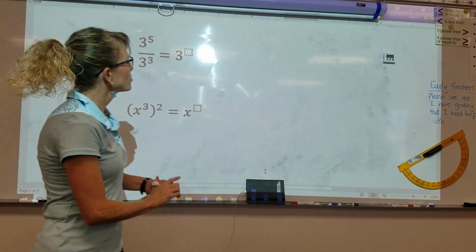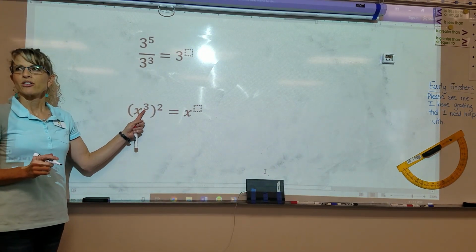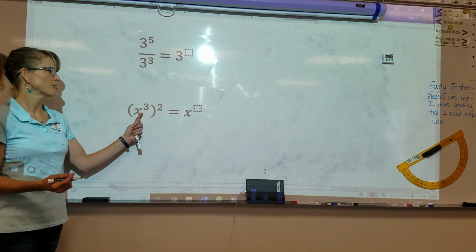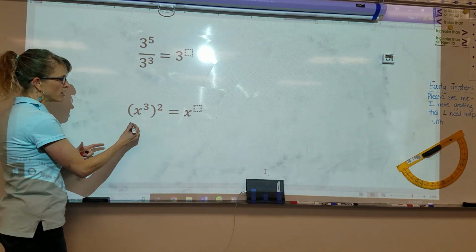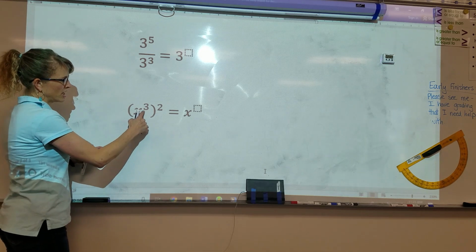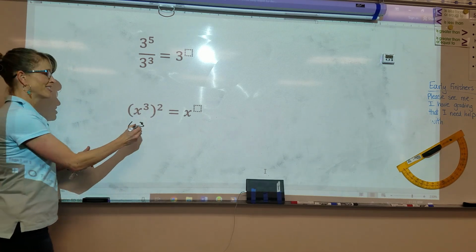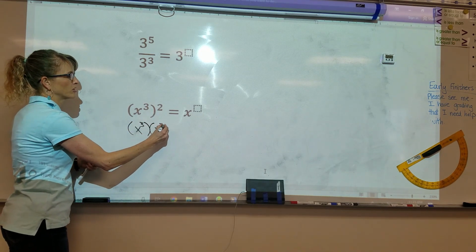And then our last case, what if I have an exponent to an exponent? This is a power to a power. So let's just break it down. See, I can't remember the law. Let's figure it out. X cubed squared means x cubed times x cubed, right? 2 times.